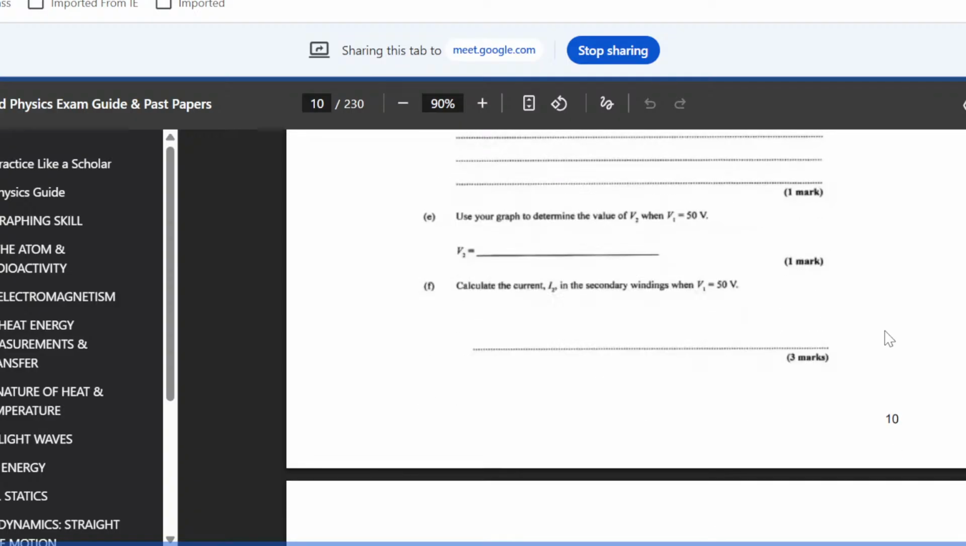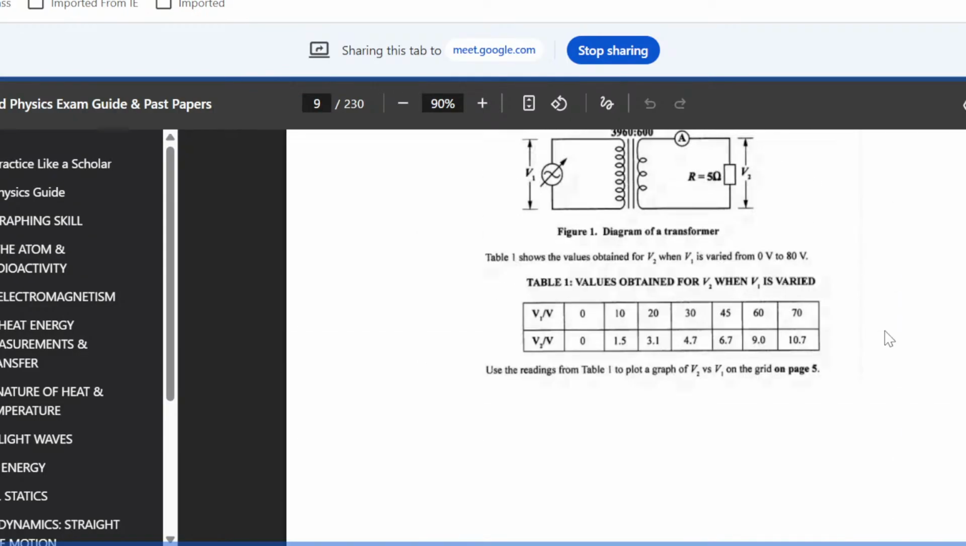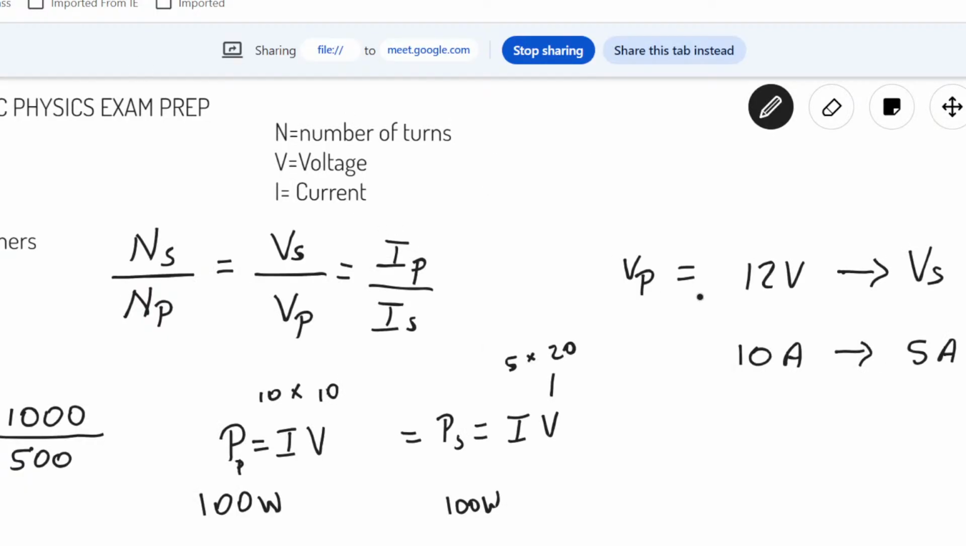All right, so since we're not able to plot the graph, let's do a shortcut. Don't do this in real life. So what we can do is use the values. We're plotting V2 versus V1. So let's take the second value and the second to last value: the 10 and the 1.5, and the 60 and the 9. As I said, don't do that.